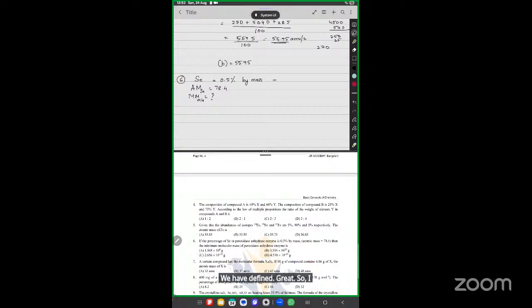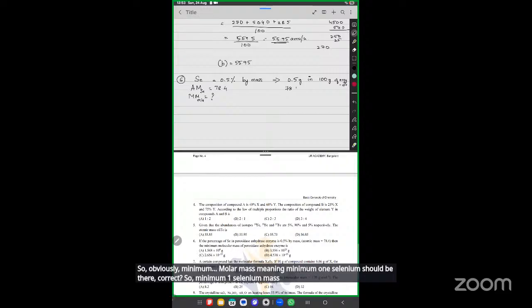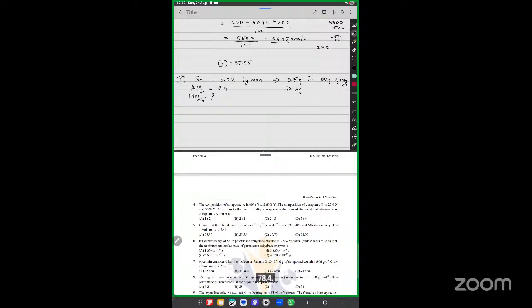So I know that 0.5% by mass meaning is 0.5 grams in 100 grams of the enzyme. Correct? So obviously minimum molar mass meaning minimum 1 selenium should be there. Correct. So minimum 1 selenium mass is 78.4 grams present in what mass? If you find that, you get to know the minimum molar mass of this enzyme. Correct. So can we tell what it is? Can you calculate? I have given you the clue.